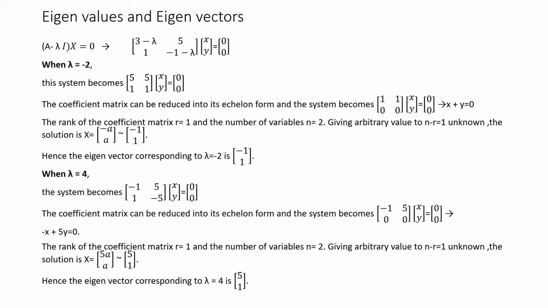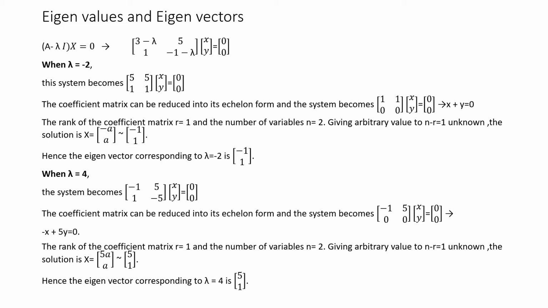Now, the rank of the coefficient matrix is 1, which is the number of non-zero rows in the echelon form, and the number of variables is 2. The variables are x and y. Giving an arbitrary value to n minus r equals 1 unknown and choosing it as y equals a, the solution is x equals minus a, which is equivalent to the vector minus 1, 1. Any constant multiple of this vector is an eigenvector corresponding to lambda equals minus 2.